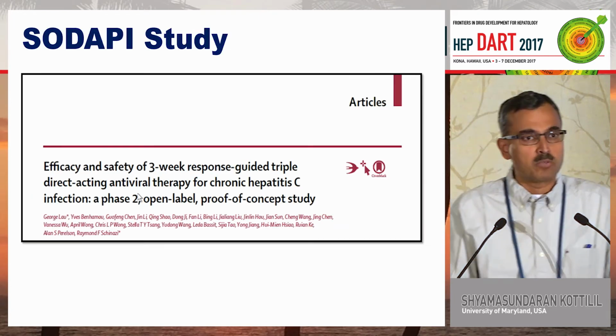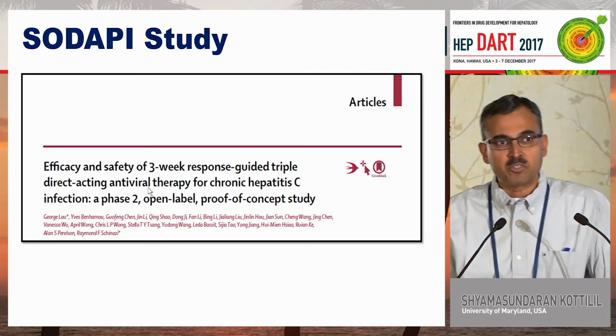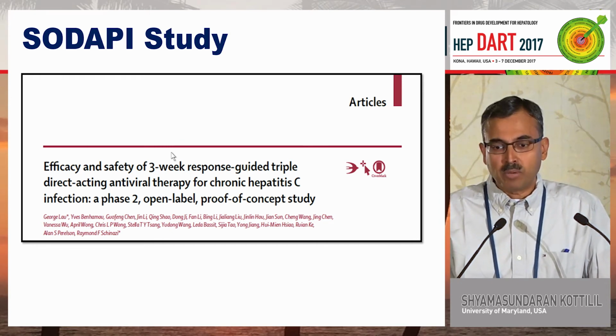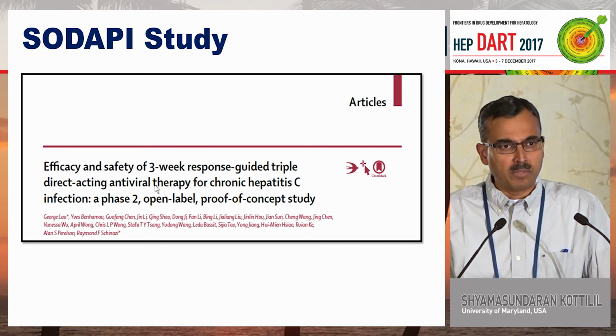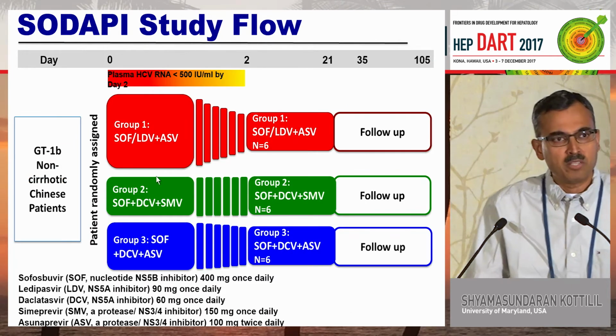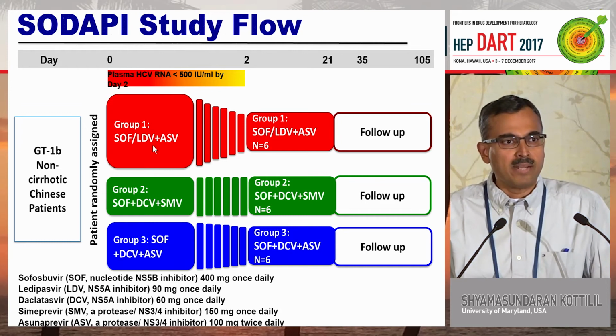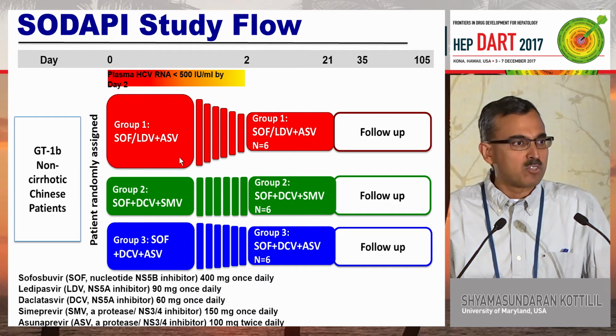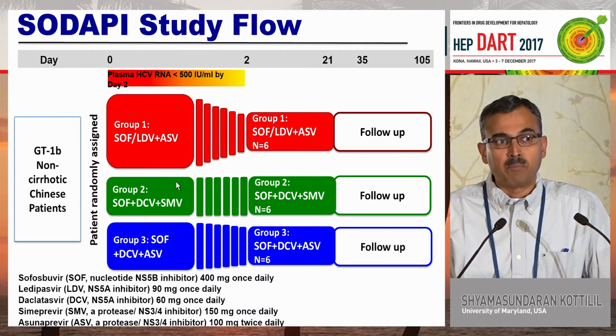So this was a study George presented before. This makes my job easier. It's a SODAPI study, conducted in a Chinese patient population, which is a 3-week response-guided treatment. So there were 3 regimens, which all had sofosbuvir. It had an NS5A inhibitor, either ledipasvir or daclatasvir, and asunaprevir or simeprevir as a protease inhibitor.